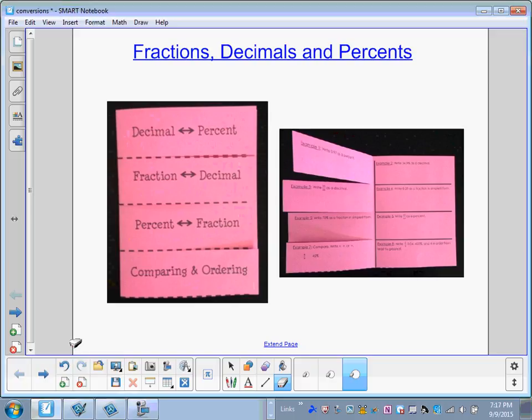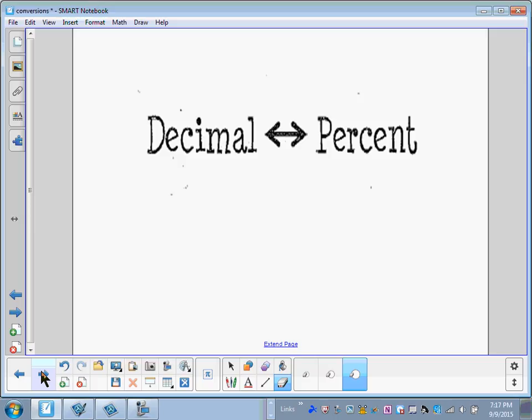Fractions, decimals, and percents. Today we'll be using two foldables. One will have notes already written for you that we'll just highlight, and then we'll do the practice problems in the second foldable. To begin with, we'll take a decimal and change it into a percent, and then that percent back into a decimal.